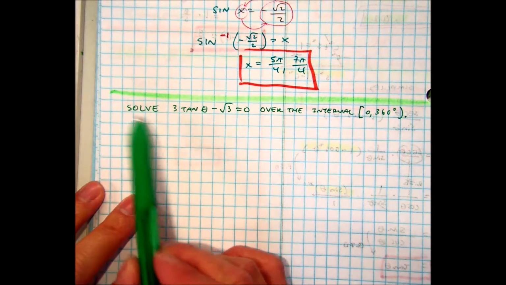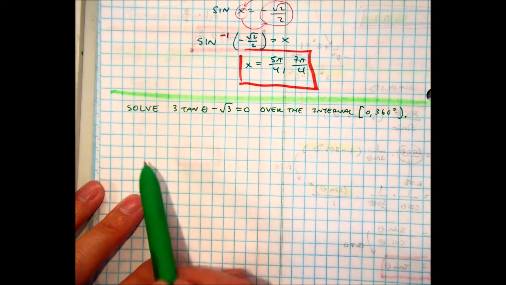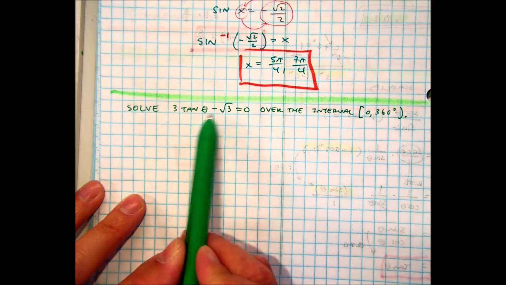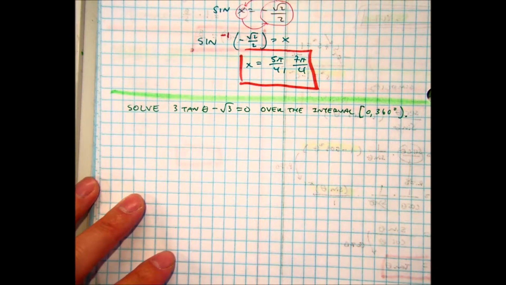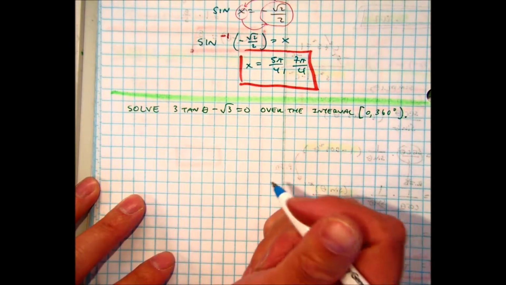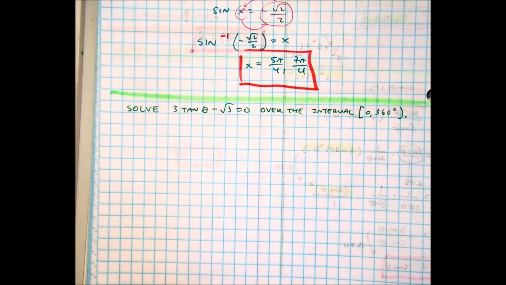Alright, we have a linear trig equation. Solve 3 tan theta minus radical 3 equals 0 over the interval between 0 and 360. Our goal is to get the variable theta by itself. What do you guys want to do first?